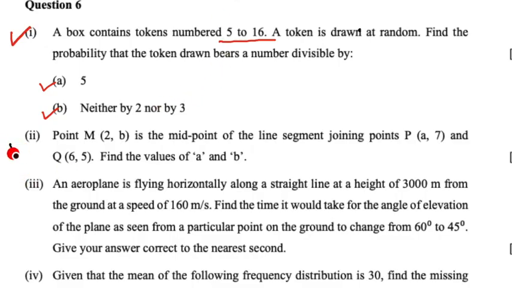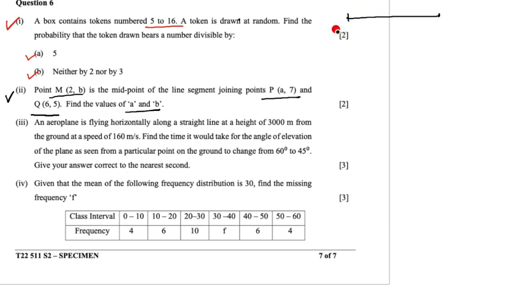Question 6, second part. Point M (2, b) is the midpoint of the line segment joining the points P(a, 7) and Q(6, 5). Find the value of a and b. Now the midpoint formula is (x1 plus x2) upon 2, (y1 plus y2) upon 2. But prior to that, we must draw the diagram.